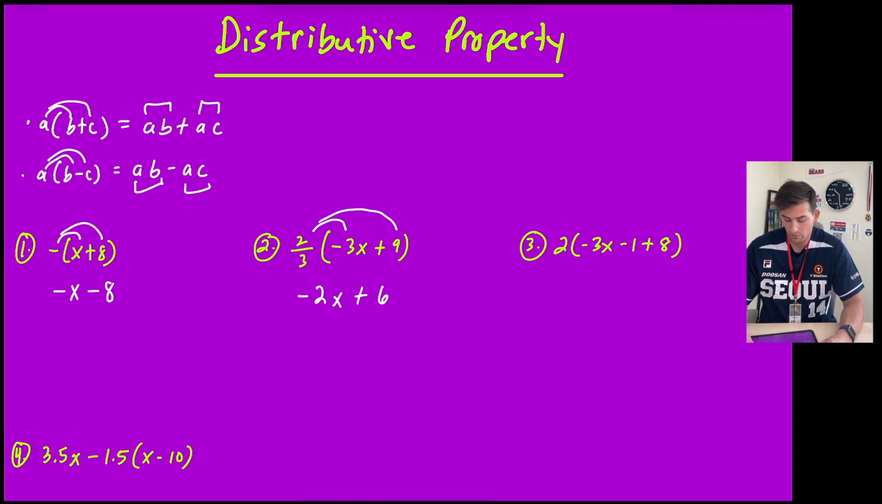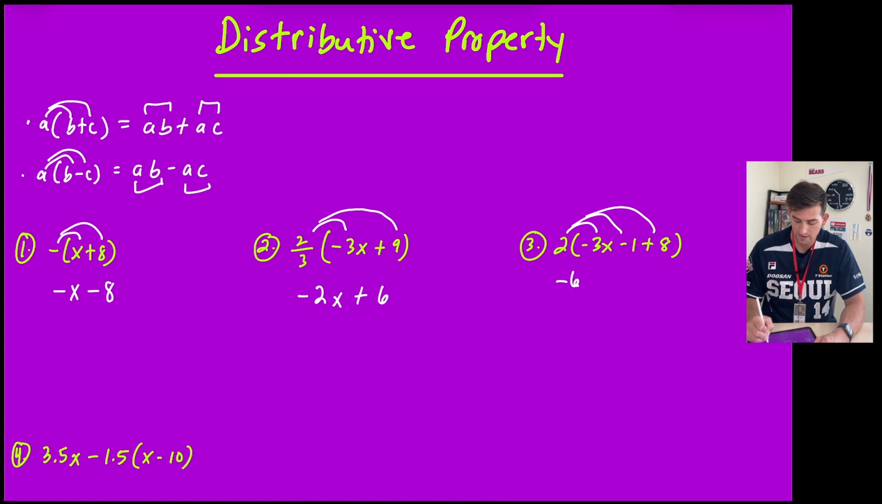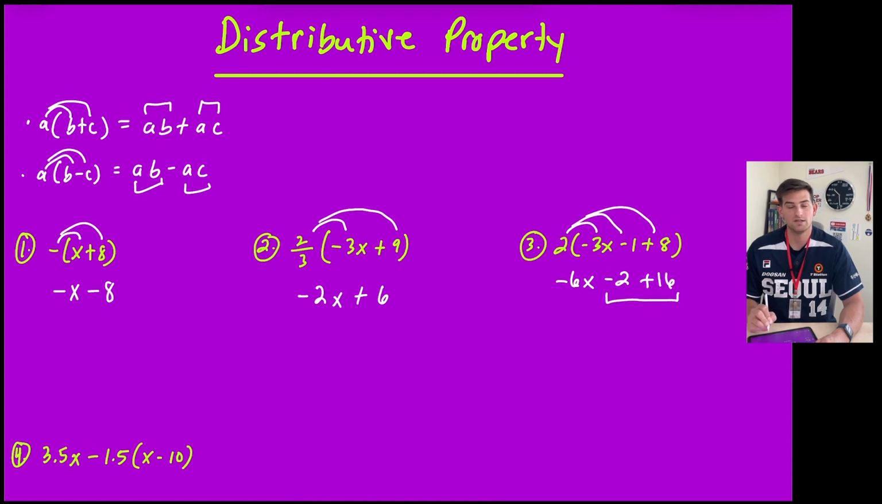All right, number 3, we have actually 3 terms now in the parentheses. So we have 2 on the outside, and we have -3x minus 1 plus 8 on the inside. So we can distribute to all 3 terms like this. So 2 times -3x would be -6x, 2 times -1 would be -2, and 2 times 8 would be plus 16. But now notice we have 2 constants or 2 numbers that are like terms, and we can actually combine them. So we have -6x, and then we do -2 plus 16, and we end up with 14. So our simplified answer there would be -6x plus 14.